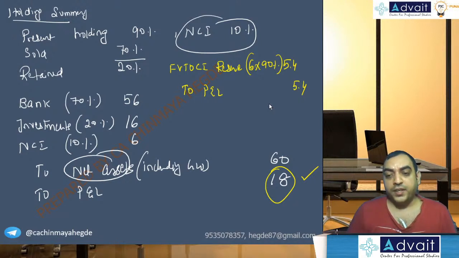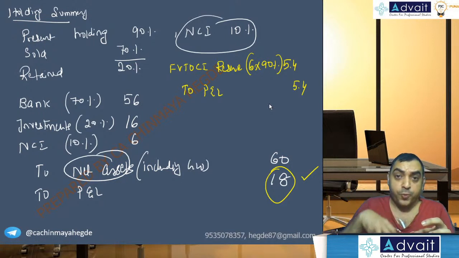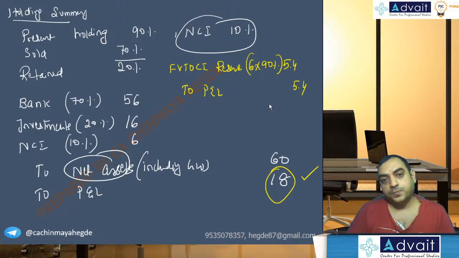Niranjan asking, can you repeat the debt point? If you have investments in debt in the nature of FVTOCI, when it is sold, the FVTOCI reserve should be transferred to the P&L account. Same thing, do it now. You have an FVTOCI reserve of 6 crores on debt investments. Now that should be transferred to the P&L account.